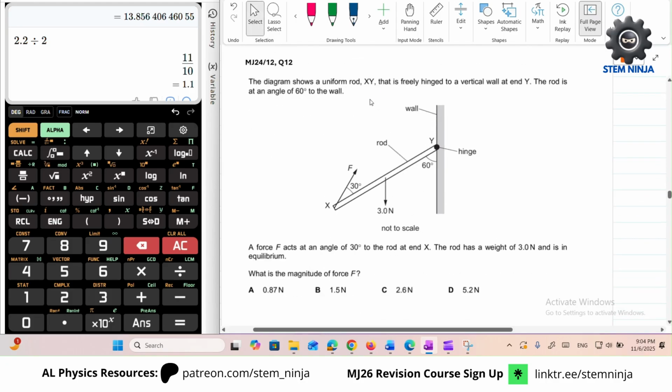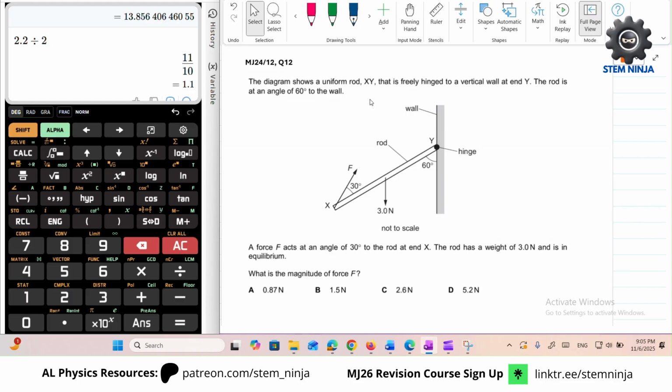Okay, the diagram shows a uniform rod XY that is freely hinged to a vertical wall at end Y. The rod is at an angle 60 degrees to the wall. The force F acts at an angle 30 degrees to the rod at end X. The rod has a weight of 3 Newton and is in equilibrium. What is the magnitude of force F?